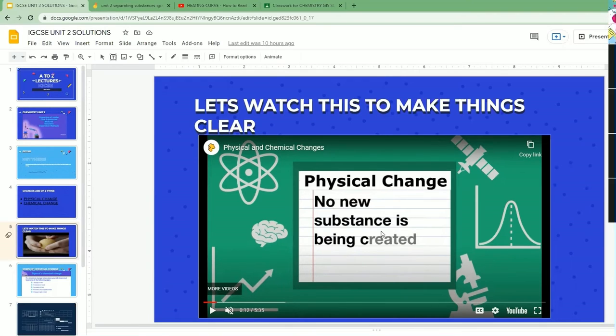Okay, can you see this paper in my hand? It's a full A4 paper.